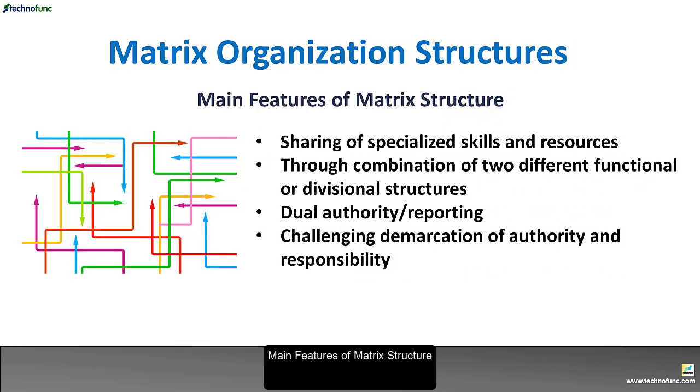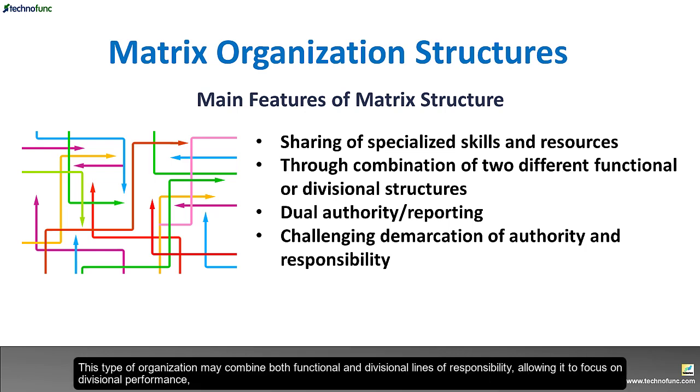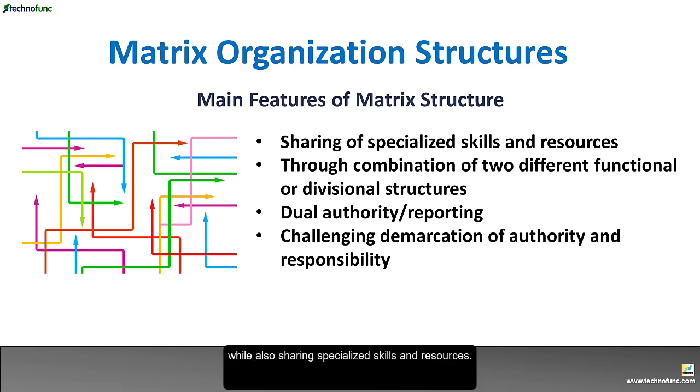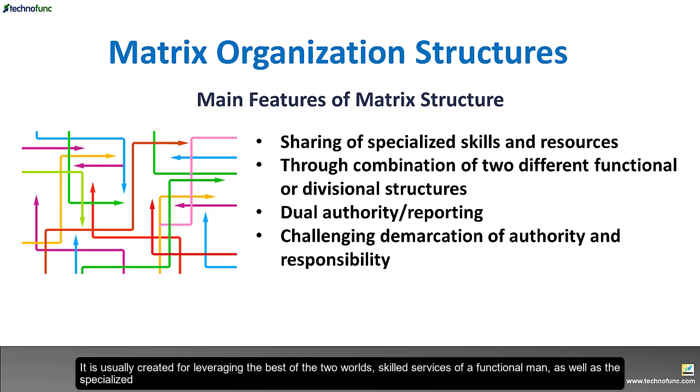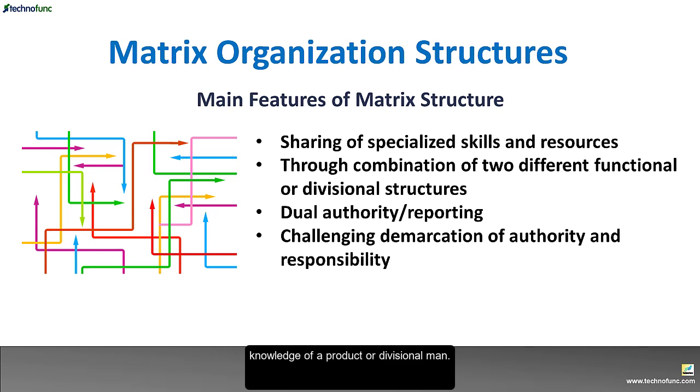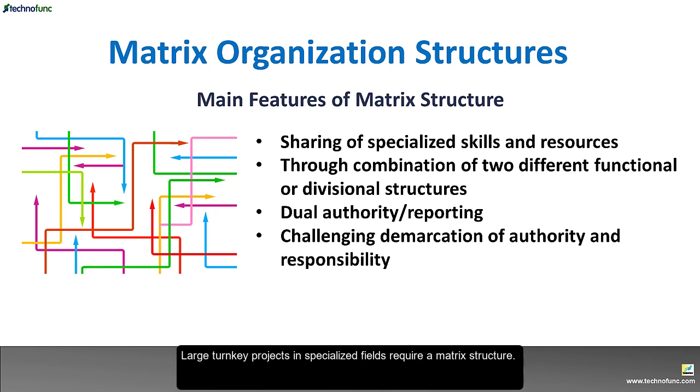Main features of matrix structure. This type of organization may combine both functional and divisional lines of responsibility, allowing it to focus on divisional performance, while also sharing specialized skills and resources. It is usually created for leveraging the best of the two worlds, skilled services of a functional manager, as well as the specialized knowledge of a product or divisional manager. Large turnkey projects in specialized fields require a matrix structure.